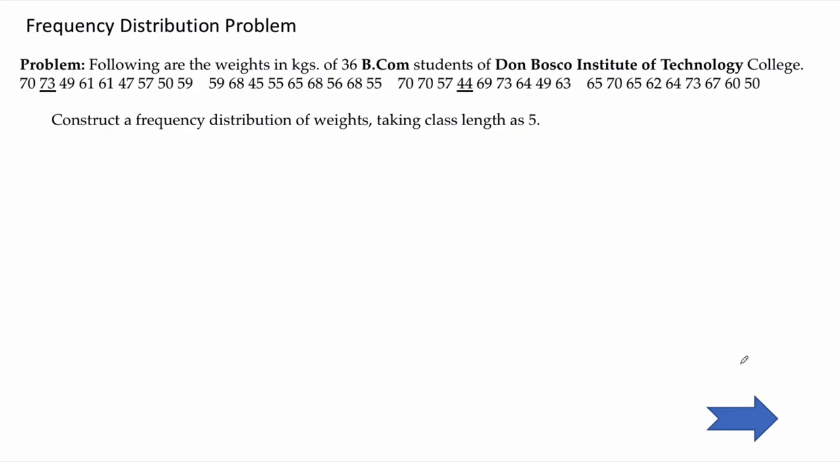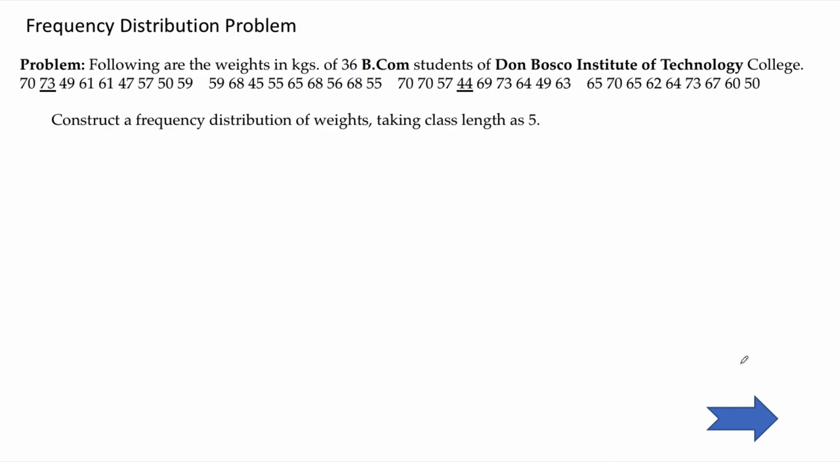Let's take an example of frequency distribution: following are the weights in kgs of 36 students of Don Bosco Institute of Technology College. The weights are 70, 73, 49, 61, 61, 47, 57, 50, 59, 59, 68, 45, 55, 65, 68, 56, 68, 55, and so on. So you can see that 61 got repeated, 59 got repeated, 55 got repeated. So multiple times these numbers got repeated, right?